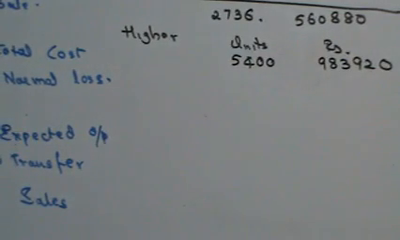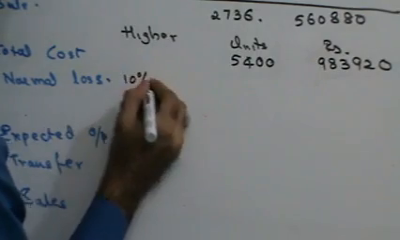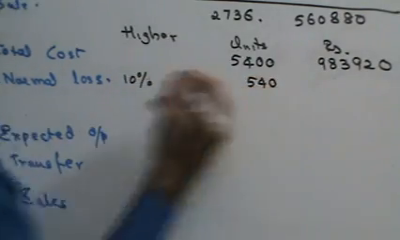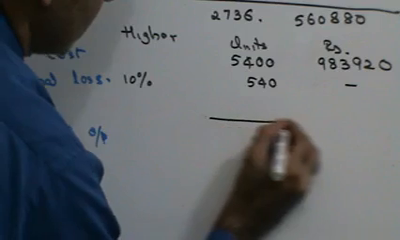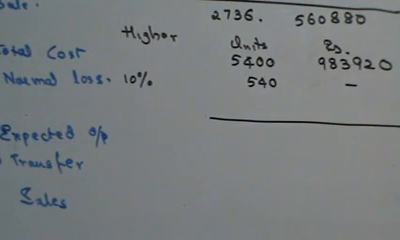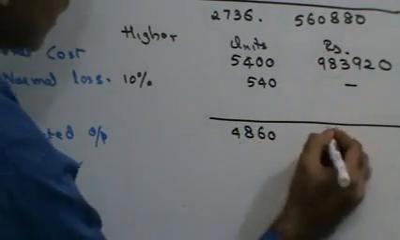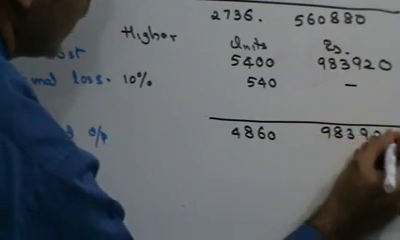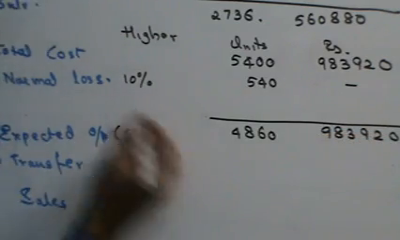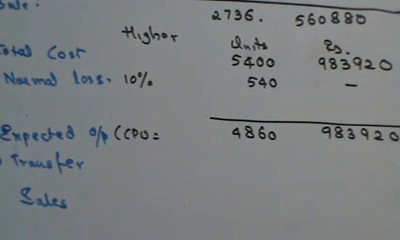9,83,920. Right? Normal loss is given to you as 10%. 10% of 5,400 is 540. It has no realizable value. Now 5,400 minus 540 will give you 4,860. 9,83,920. Let us get the CPU. How do I get the CPU? 9,83,920 divided by 4860. So in that case, my CPU will be 202.45.